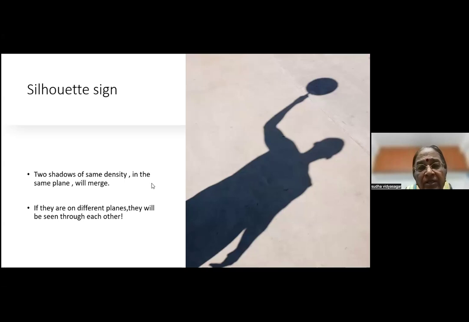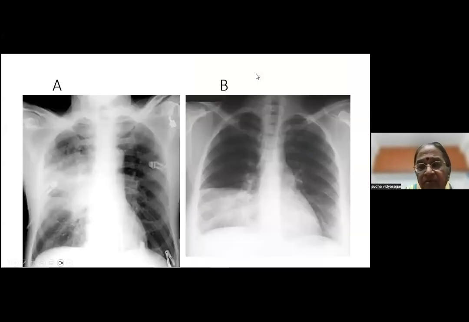So this is what I was trying to tell you. Two shadows of the same density in the same plane will merge. If they are on different planes, they'll be seen through each other. That is the principle of the silhouette sign. Okay, so let's go to the next X-ray. Okay, so let's look at that. There are two more X-rays here.